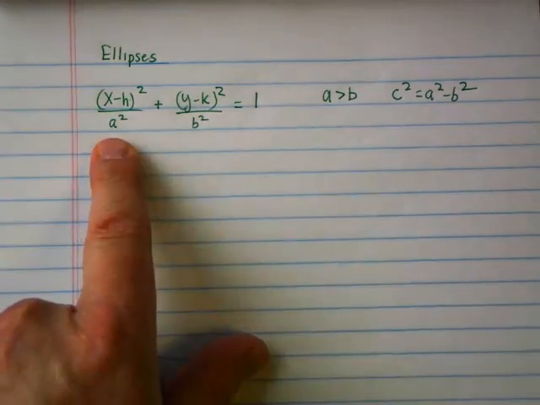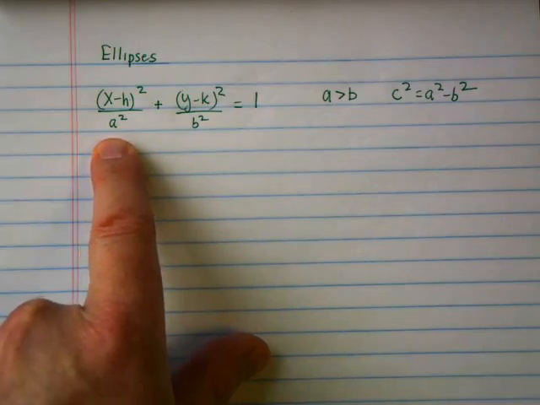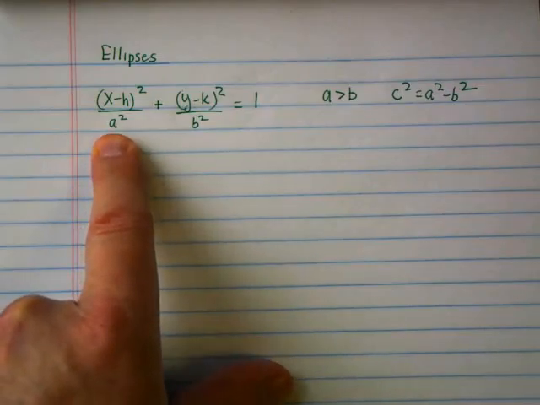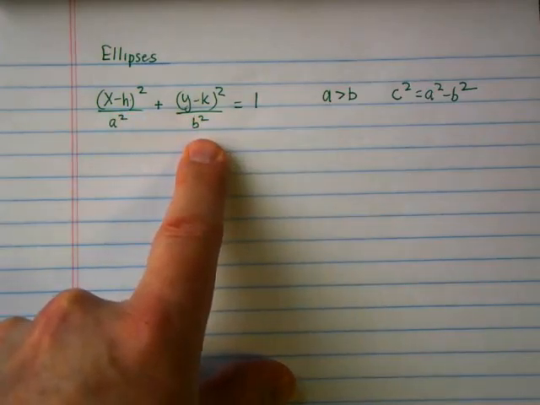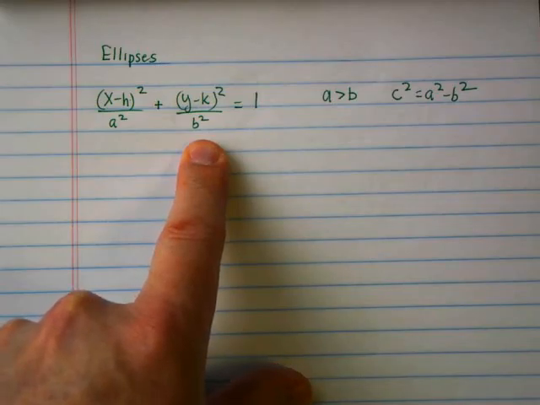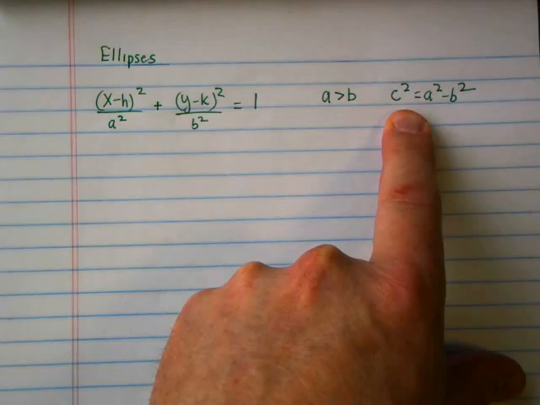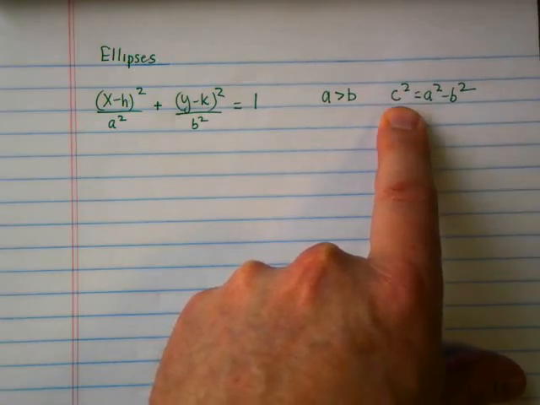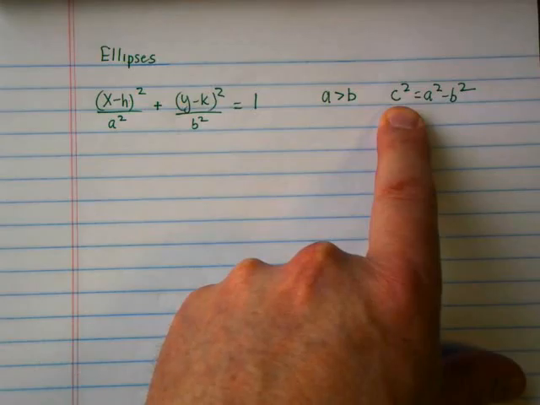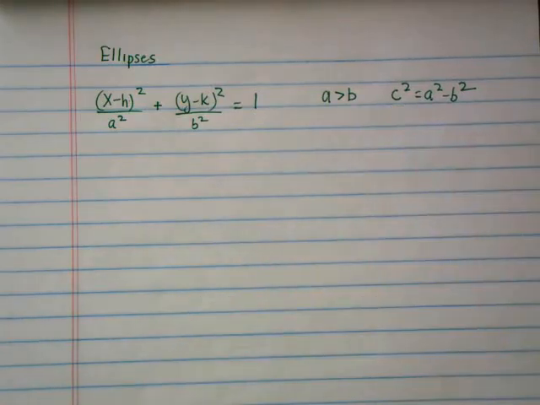Okay, so a is always the bigger one. So 2 times a is the length of the major axis. And b tells you the length of the minor axis. 2 times b is the length of the minor axis. And how about c? c was the distance from the center to a focus. So 2 times c is the distance between the two foci.